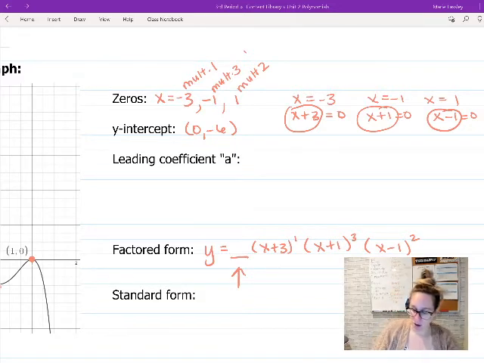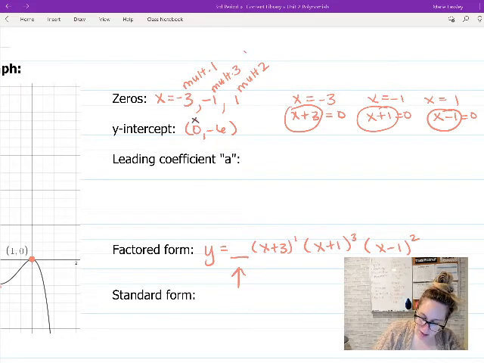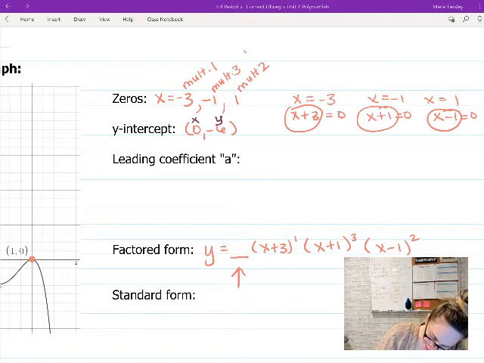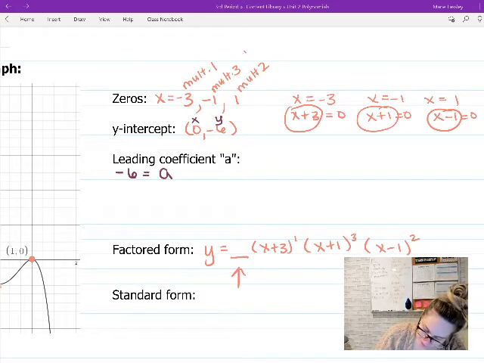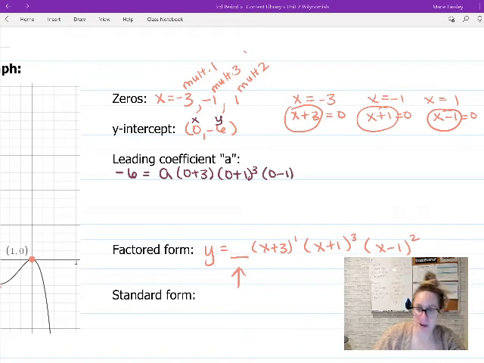So that's what I'm going to do up here. So remember, 0 is my x, negative 6 is my y. I'm just going to go ahead and plug it in. So that gives me negative 6 equals a, remember we don't know what that number is, times the quantity 0 plus 3, 0 plus 1 cubed, and 0 minus 1 squared.